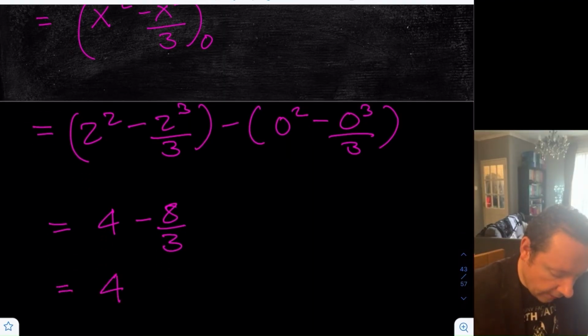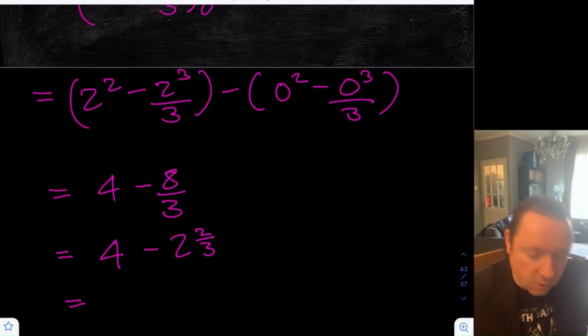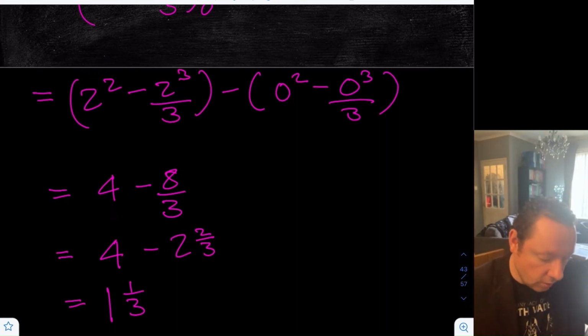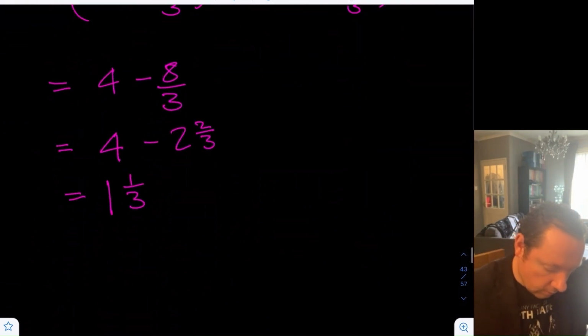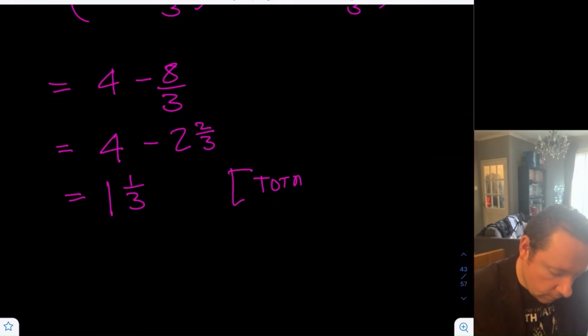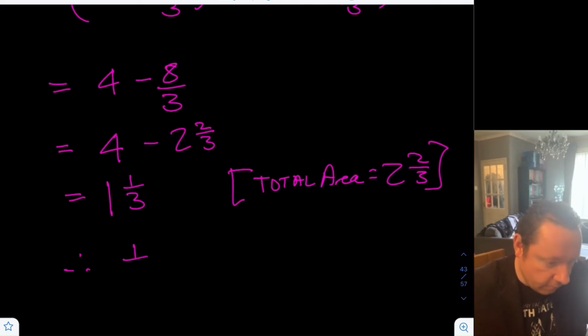That's 4 minus 2 2/3. That is 4 minus 2 is 2, take away 2/3 is 1/3. So 1 1/3. But if you go back to our original question, the total area was 2 2/3. Remember, our total area was equal to 2 2/3. It should be obvious that that is a half. So therefore, a half of the area is below the line.